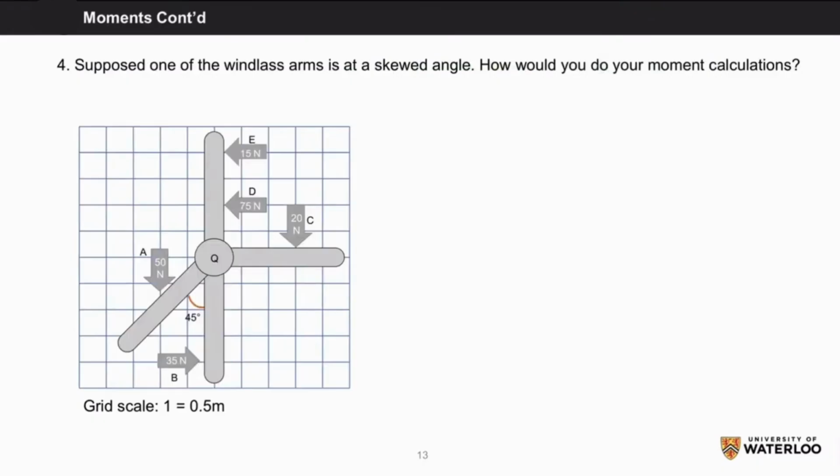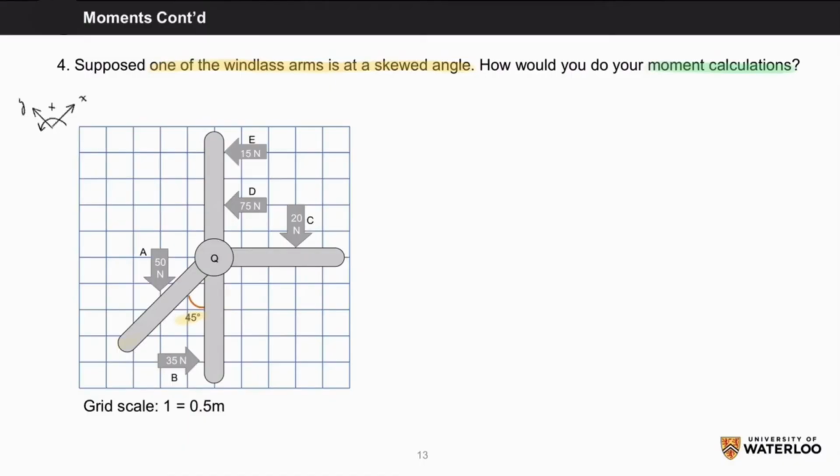Question 4 is a bit different. Suppose one of the windlass arms is at a skewed angle. How would you do your moment calculations? First of all, we need to establish a new coordinate system, so these will be our new positive sign conventions.